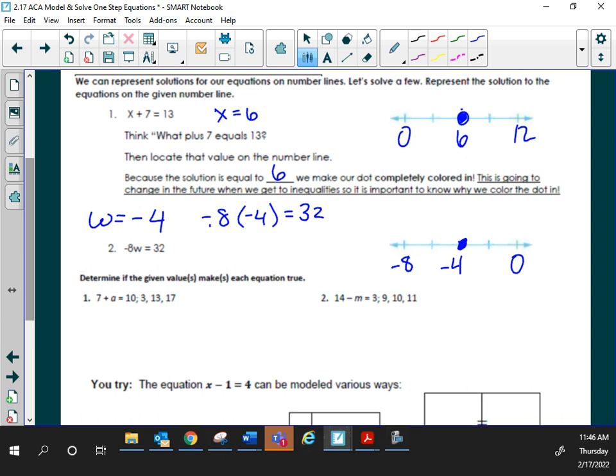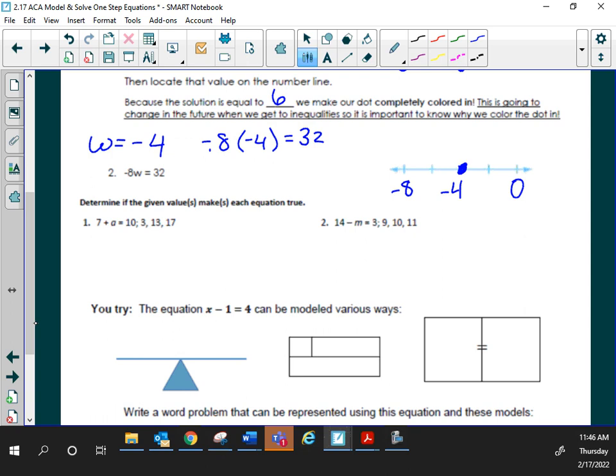Okay? Alrighty. Another kind of question. It says determine if the given values make the equation true. Okay, so it's sort of 2 parts. It says 7 plus a equals 10. And it wants to know, are 3, 13, and 17, do they make it true? How do we tell if it makes it true?